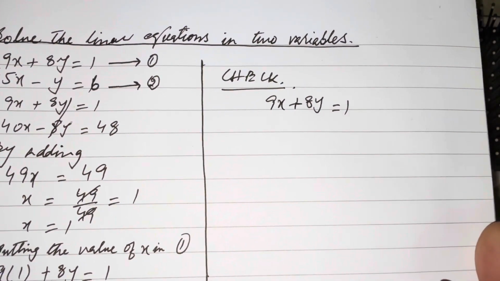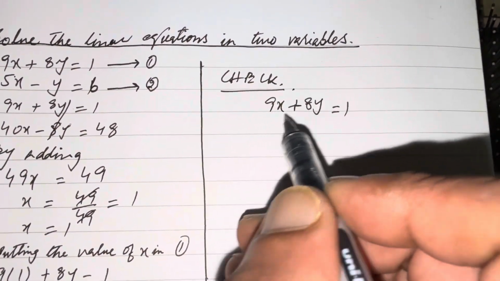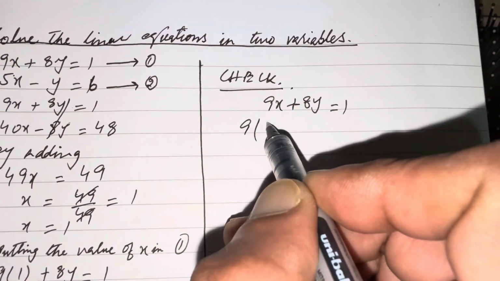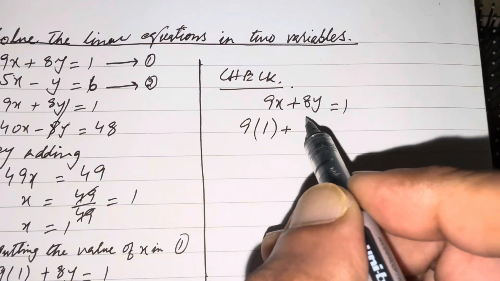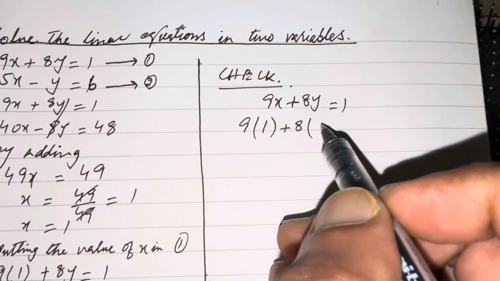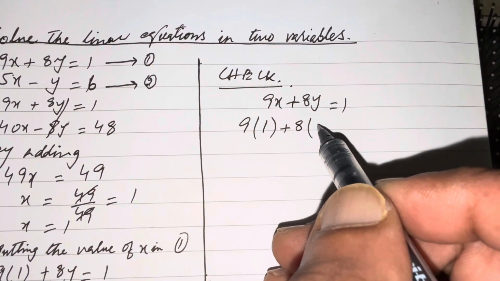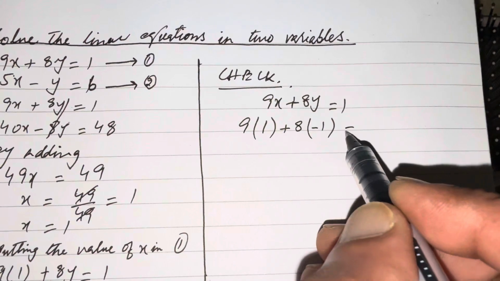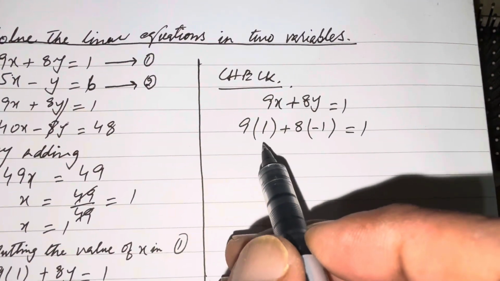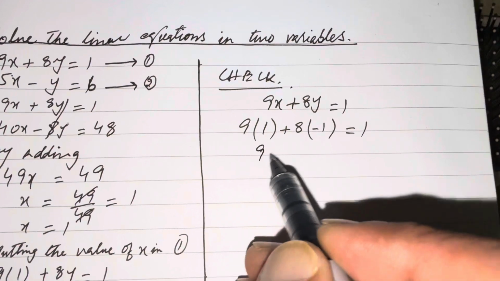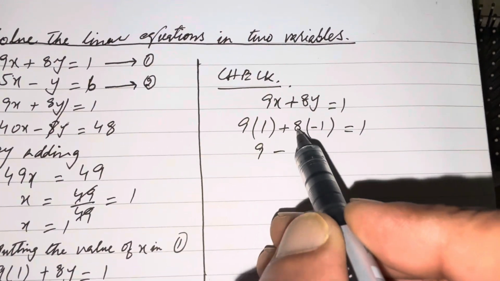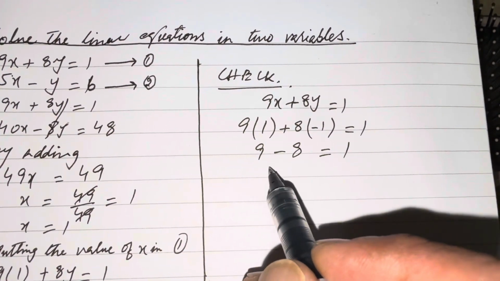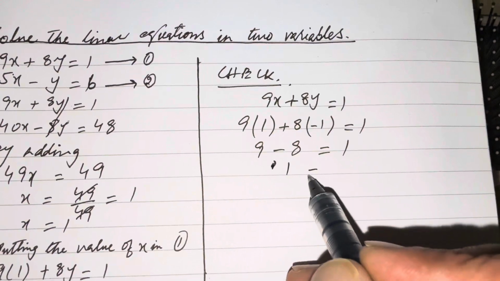So by putting the value of x and y in this equation, 9 into x, the value of x is 1, and plus 8 into y, the value of y is minus 1, is equal to 1. Now just do the simplification: 9 ones are 9, and plus minus 8 ones are 8 is equal to 1. So if you subtract 8 from 9, you get the answer 1 is equal to 1.